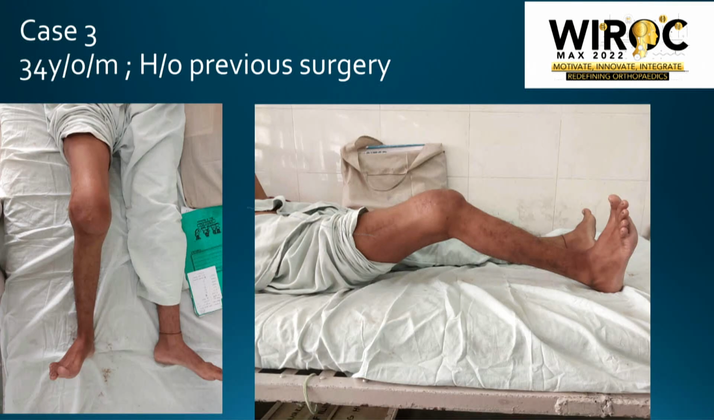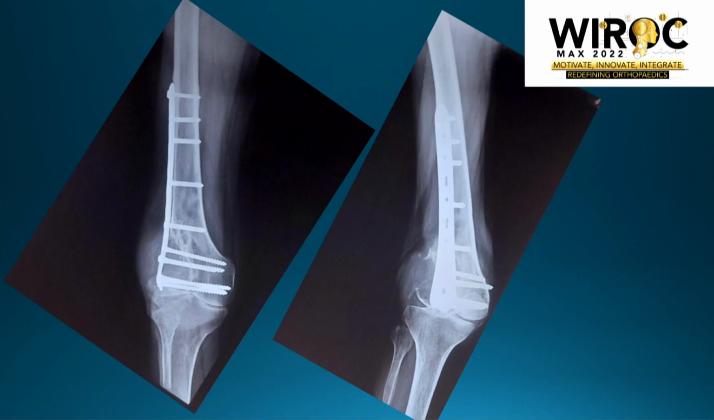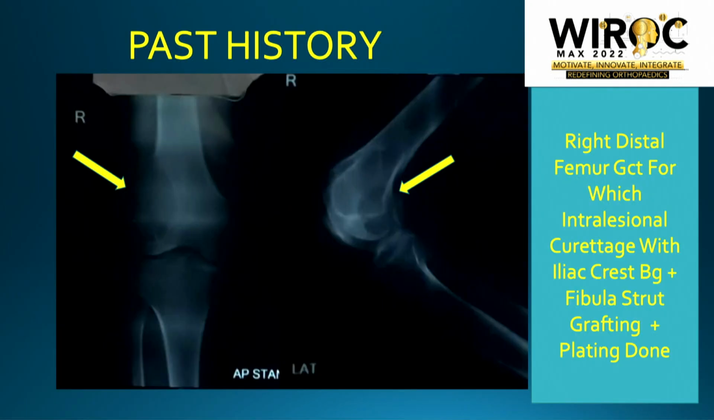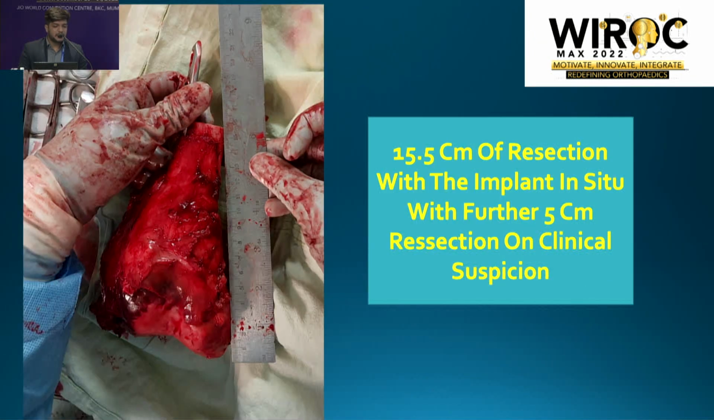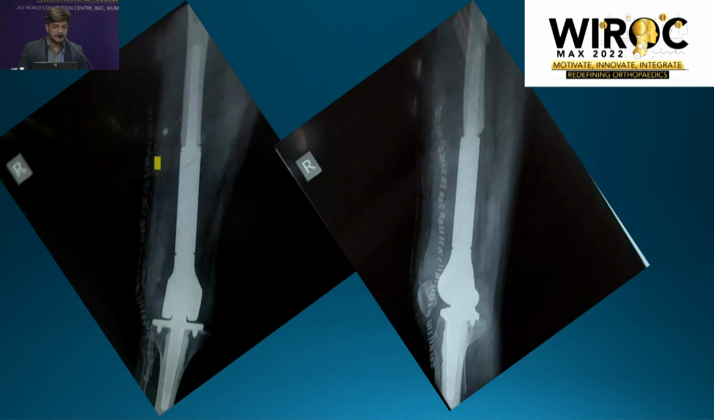This is another case. This 34-year-old male presented to us with a flexion deformity of 25 degrees with a right knee swelling, with a history of previous surgery. This was the X-ray on presentation. The patient had undergone intralesional curettage with iliac crest bone grafting, with fibula strut grafting, along with plating 1 year back for a grade 2 Campanacci giant cell tumor. However, the patient presented to us with recurrence, and we again removed the tumor en bloc with safe margins along with the plate. And this was the post-op X-ray for the same.